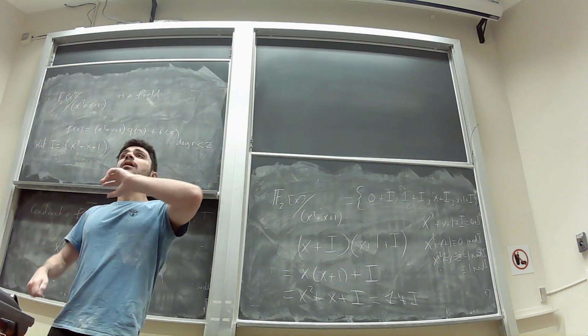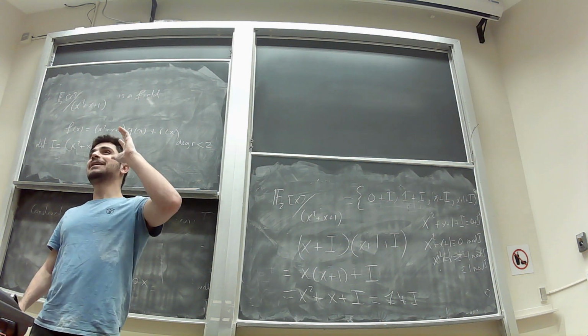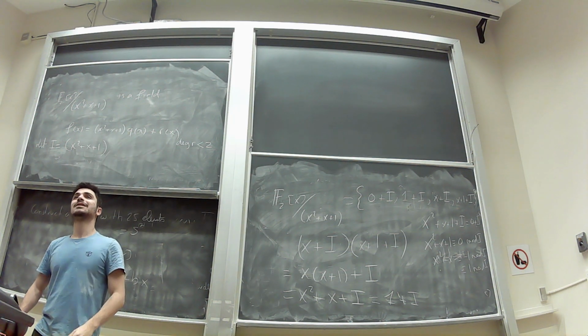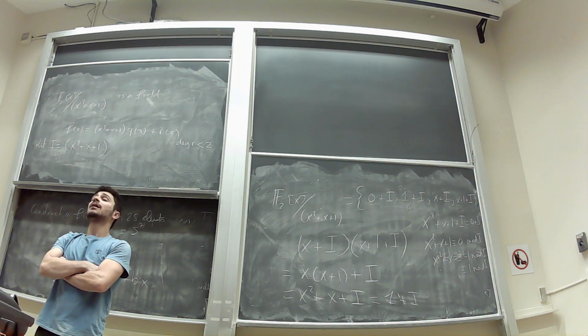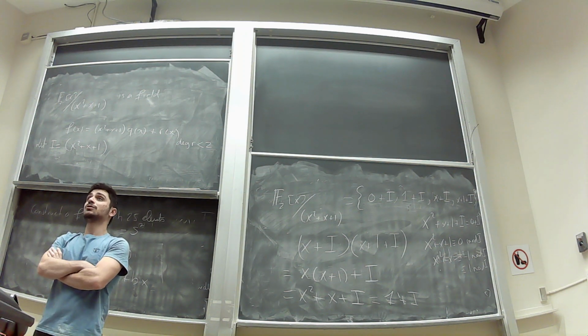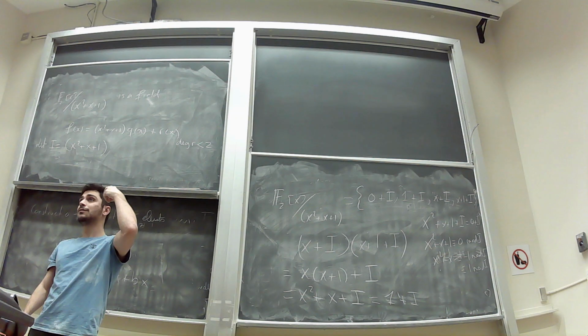Let's do one more. I need a field with 49 elements. How do you start? Construct a field with 49 elements. So F7, and then what do you do? Degree 2. You find an irreducible polynomial of degree 2.